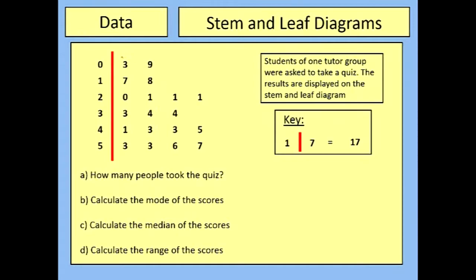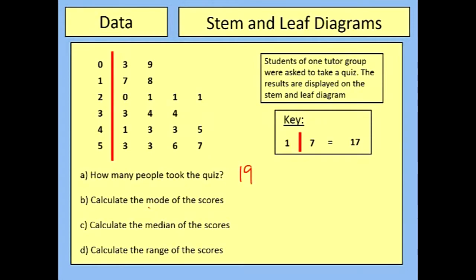Well, each one of these numbers in the leaves bit represents a person. This person scored 3, like we said, this person scored 9. So we simply count up the leaves. So we've got 1, 2, 3, 4, 5, 6, 7, 8, 9, 10, 11, 12, 13, 14, 15, 16, 17, 18, 19. So there were 19 scores, which means 19 people must have taken the quiz.